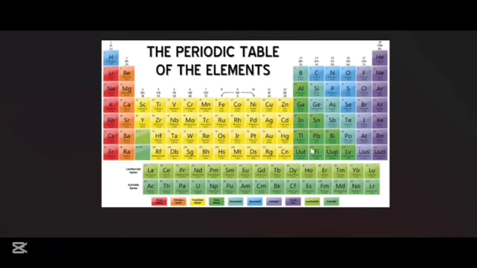Also, here is the image of the periodic table of elements. As you can see, this is the first group, this is the second group, this is the third, the fourth, the fifth, the sixth, the seventh, and this is the eighth. This means that there are a total of 8 main groups in the periodic table.